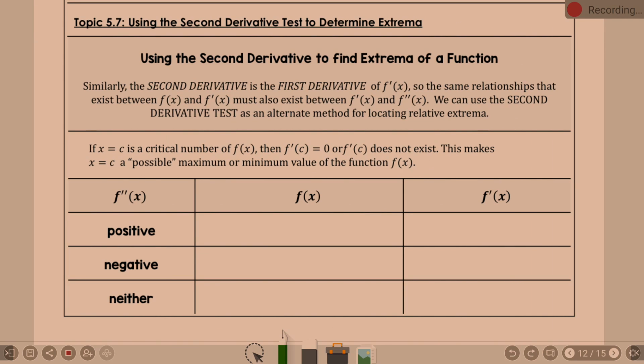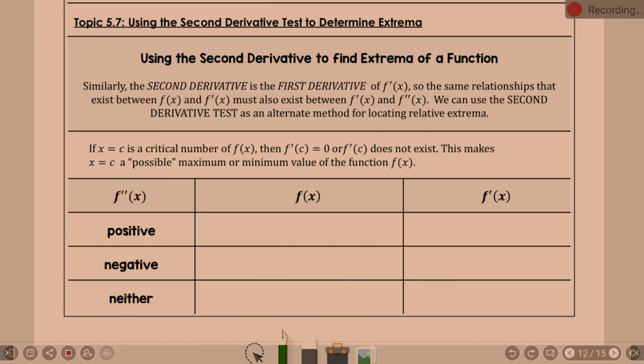On the bottom of this page, it talks about using the second derivative to find extrema of a function. Similarly, the second derivative is the derivative of f prime of x. So it's the derivative of the first derivative. The same relationships that exist between f and its derivative must also exist between the first derivative and the second derivative. So we can use the second derivative test, an alternative method for locating relative extrema, so for finding mins and maxes.